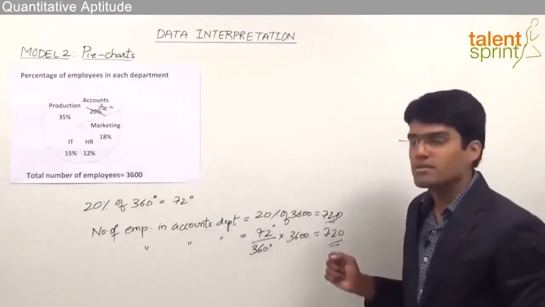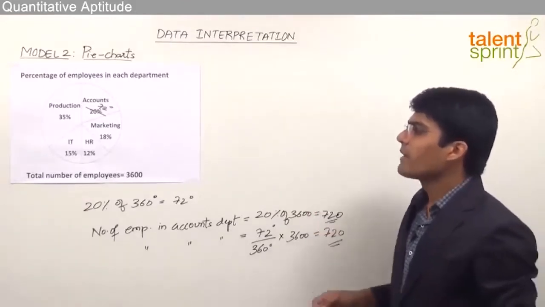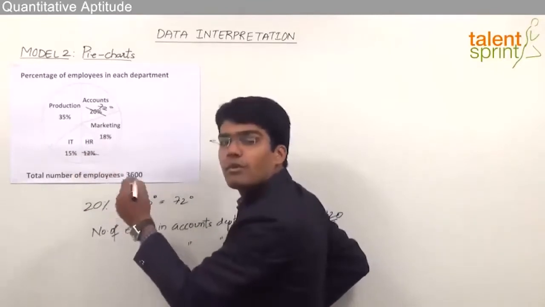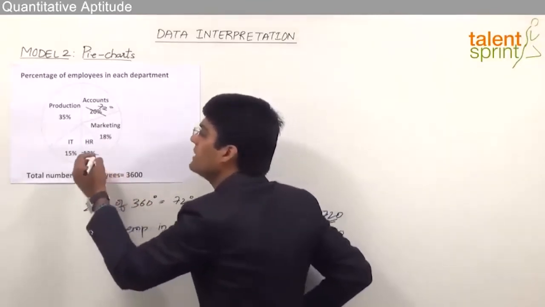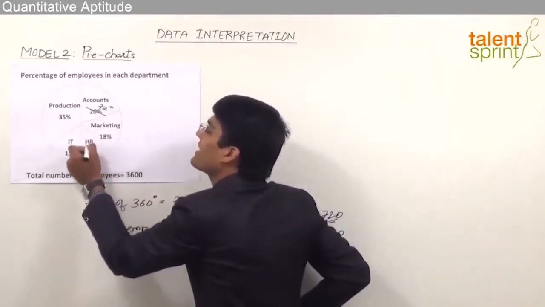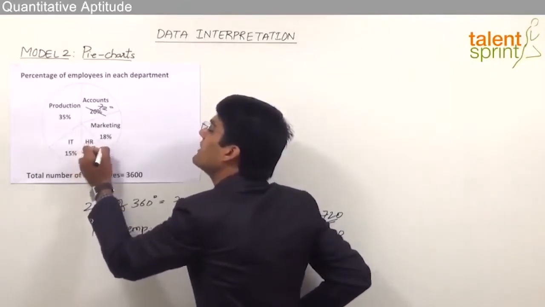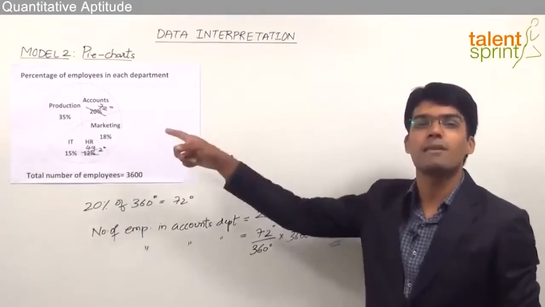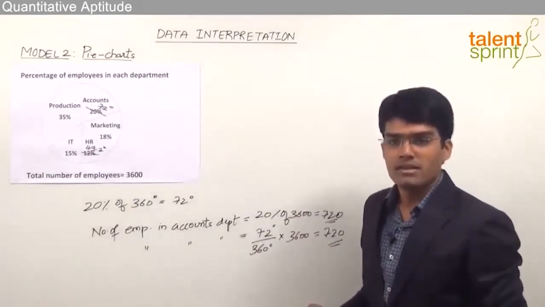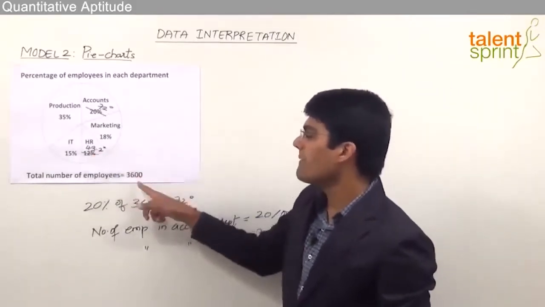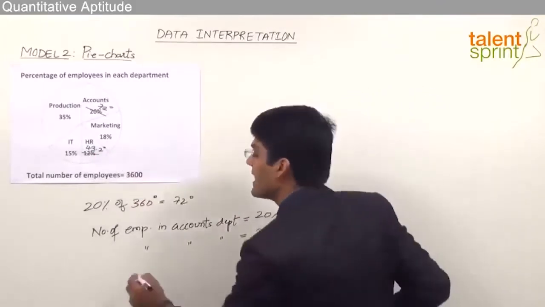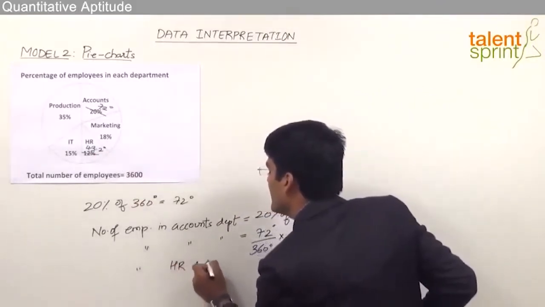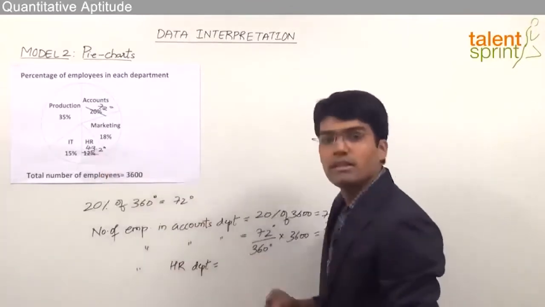Likewise for other departments also. For example, let's say for the HR department, instead of 12% it is given in terms of angle. 12% in terms of angle will come out to be 36 plus 7.2, 43.2 degrees. So the angle is 43.2 degrees. Now we need to find the number of employees in the HR department. Generally what do we do? 12% of 3600. But here, the number of employees in the HR department can be taken as the angle given, which is 43.2 degrees.